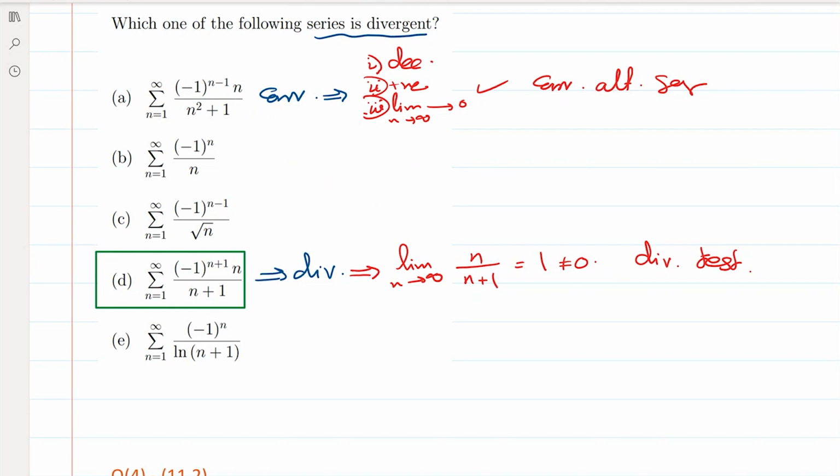Why? Look at the function here. It is n over n squared plus 1. It's clear that the denominator is larger than the numerator, so it is decreasing. This one, 1 over n, decreasing. This one, 1 over root n, decreasing. Here it's constant over something positive, and that positive goes to infinity. So the numerator is constant, the denominator goes to infinity. It is decreasing.